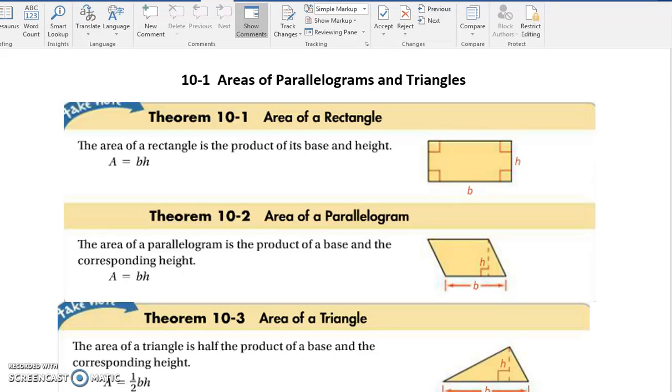Welcome to our first video from Chapter 10. We're going to be looking at area, and we're just going to focus on three formulas today.